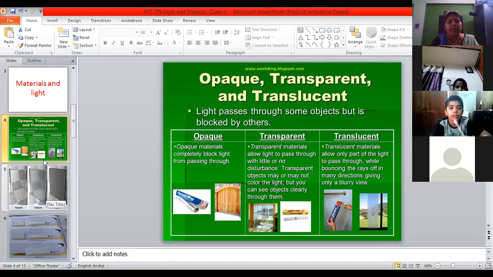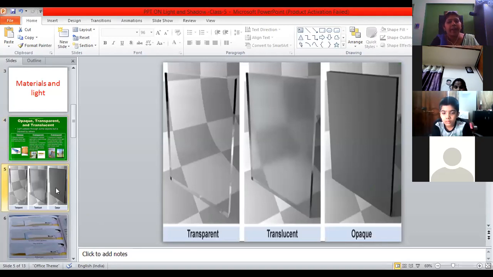So here you can see in this picture opaque materials, transparent materials, translucent materials. These are the different examples of transparent, translucent and opaque materials, according to the amount of light that can pass through them. See here, a transparent material does not form any shadow. A translucent one forms a light shadow. An opaque one forms a complete shadow.